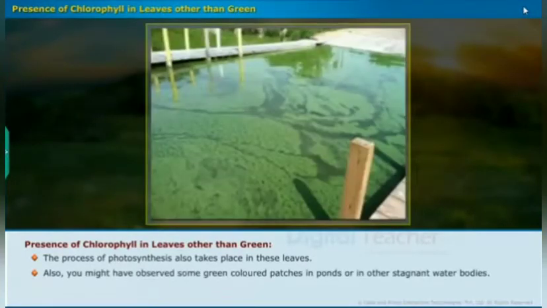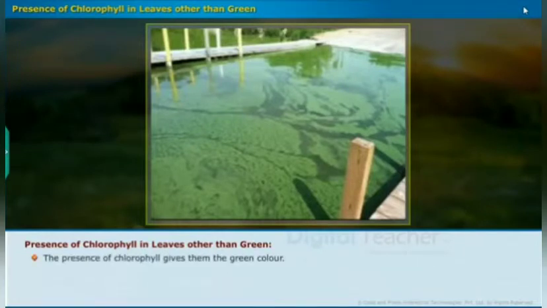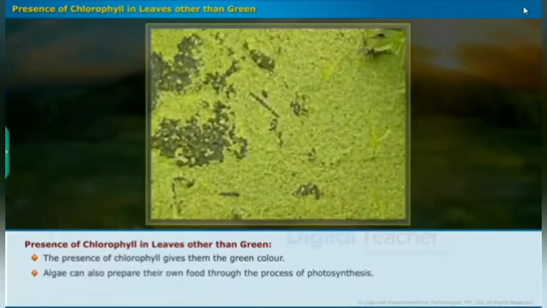Also, you might have observed some green-colored patches in ponds or in other stagnant water bodies. These green-colored patches are generally called algae. Do you know why they are green in color? The presence of chlorophyll gives them the green color. Algae can also prepare their own food through the process of photosynthesis.